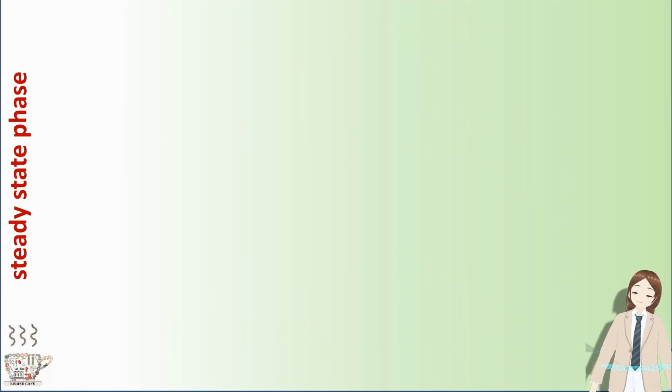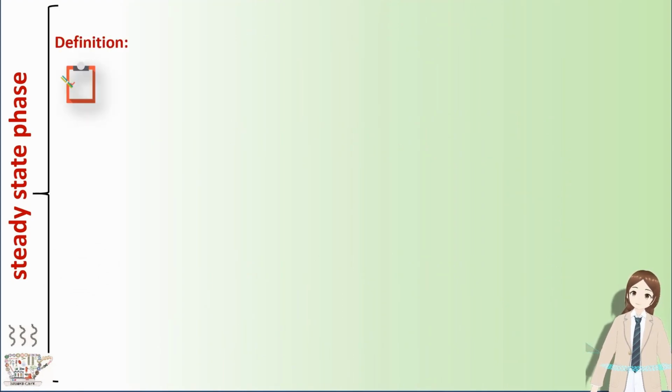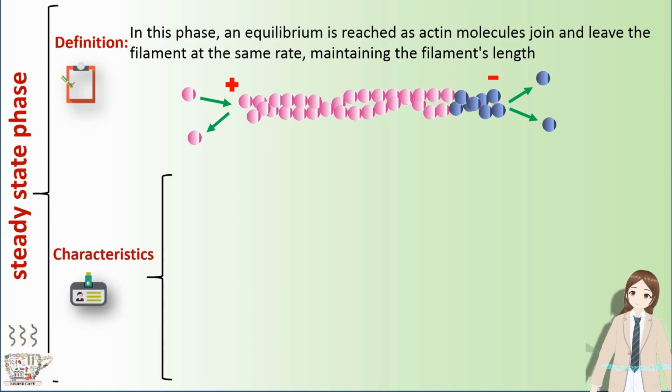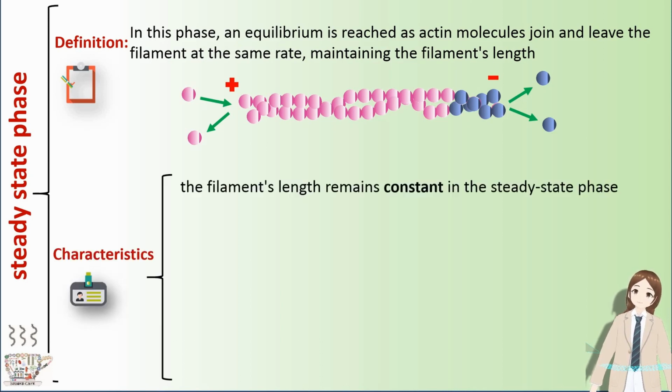Steady-state phase. In this phase, an equilibrium is reached as actin molecules join and leave the filament at the same rate, maintaining the filament's length. The filament length remains constant in the steady-state phase.